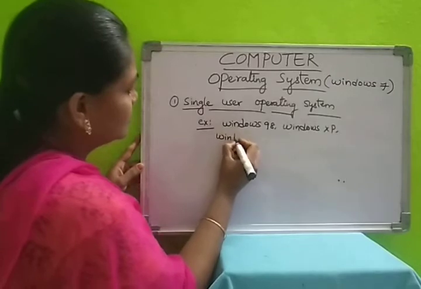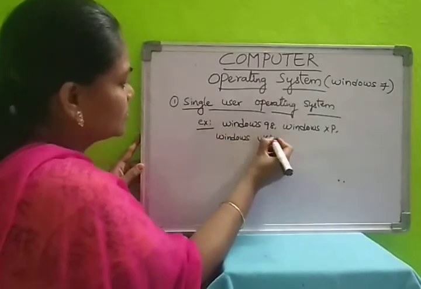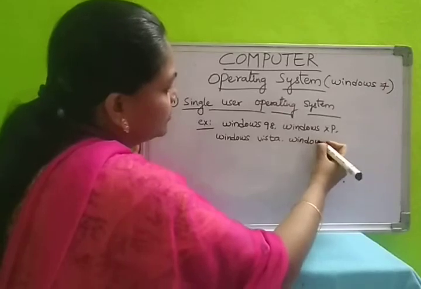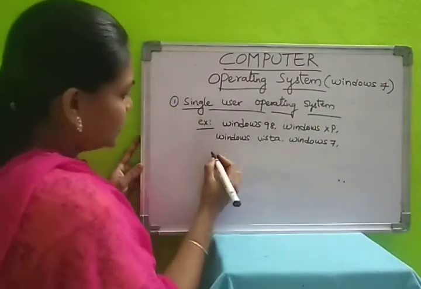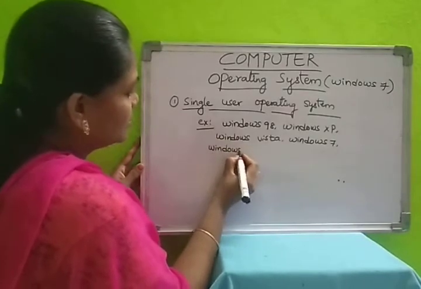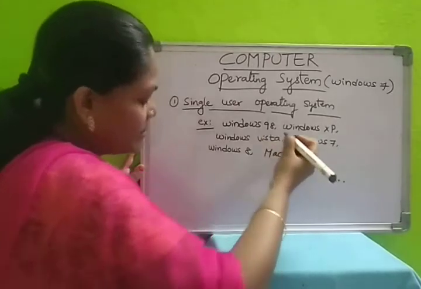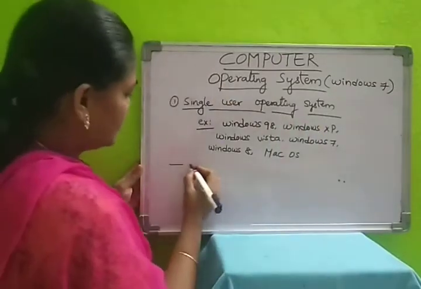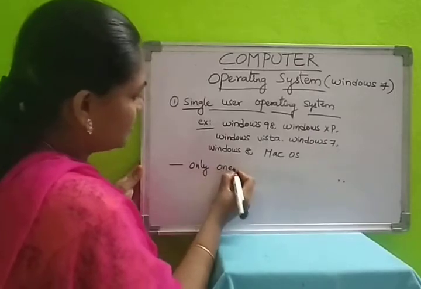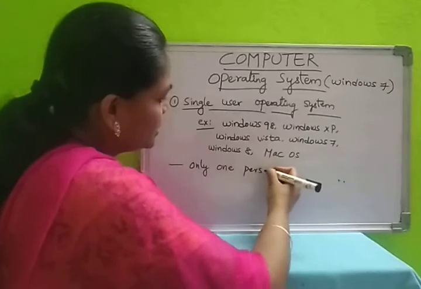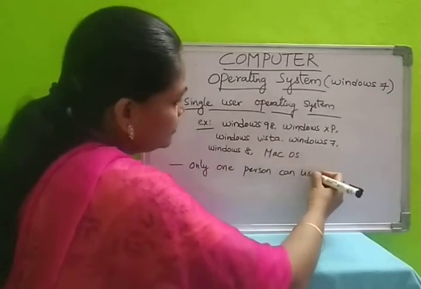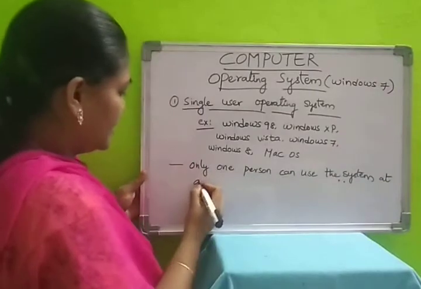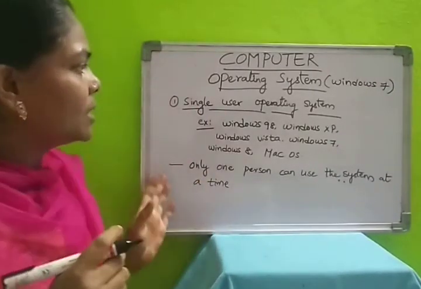Windows Vista. Operating system is nothing but the interface between you and the computer. Windows 7 and Windows 8, and the Mac operating system, that means the Macintosh operating system. All these are examples of single user operating systems. Single user means only one person can use the system at a time. So this is about the single user operating system.